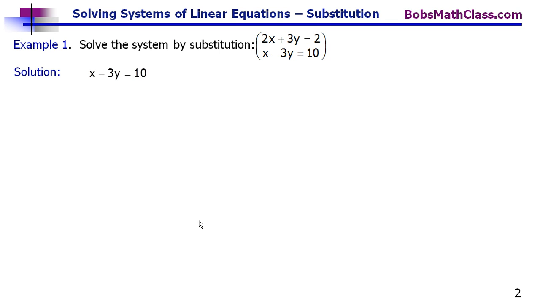How can we get x by itself? Right, all we need to do is move the 3y over to the right-hand side. So add 3y to both sides, and x equals 3y plus 10. You could write it 10 plus 3y, it doesn't matter. Okay, now we're going to substitute this into the other equation. Well, which one of those equations is the other equation? Right, the top row. So rewrite the top row.